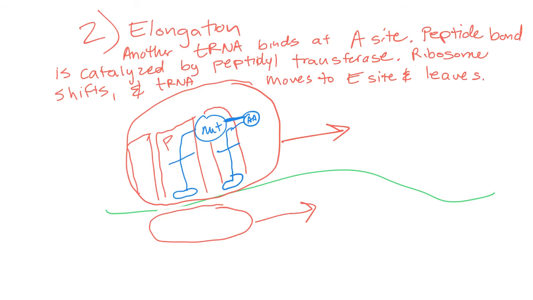And then that tRNA moves to the E site and then leaves. And so what we're left with is now a tRNA with 2 amino acids on it. And as it's shifted over, that one with 2 on it is now in the P site. And then the A site is open for another tRNA to go in and bring another amino acid. And this cycle will continue, and that chain will elongate.